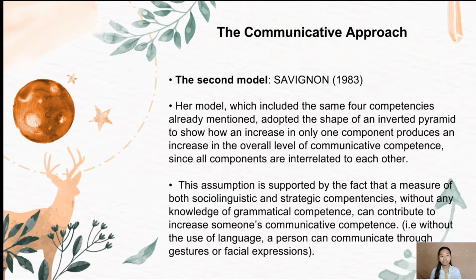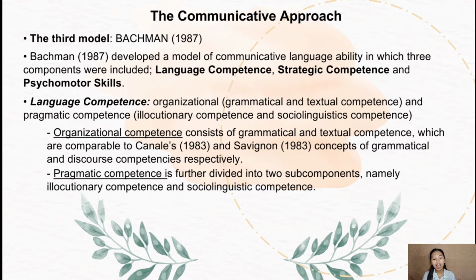That is, without the use of language, a person can communicate through gestures or facial expressions. Let's say the message can still be conveyed or understood by the listener or by another person. It's an improvement of the previous model, which is the Canale and Swain model of grammatical, social-linguistic, strategic, and discourse competence. It was just an inverted pyramid with the belief that they are all interrelated. And then by 1987, another model came in by Bachman.